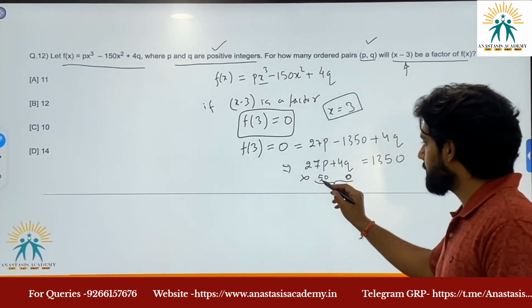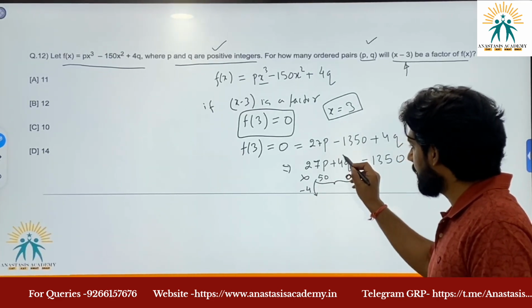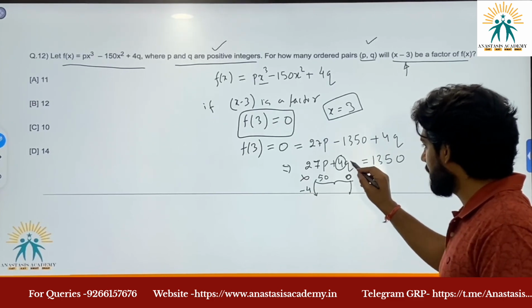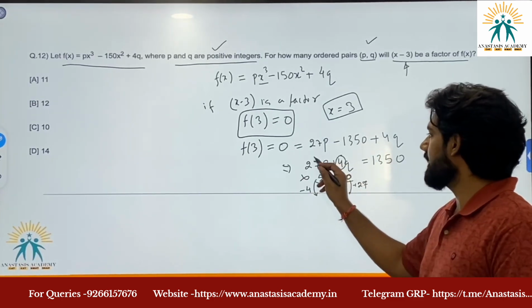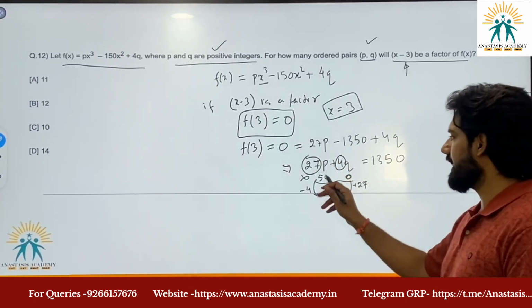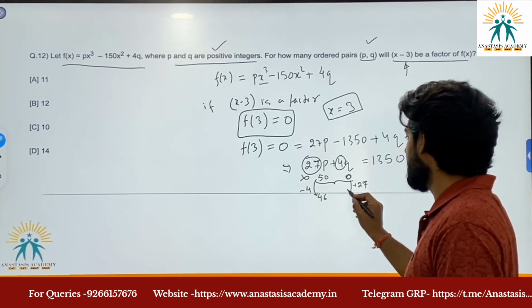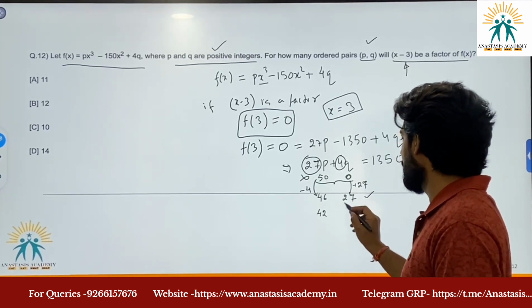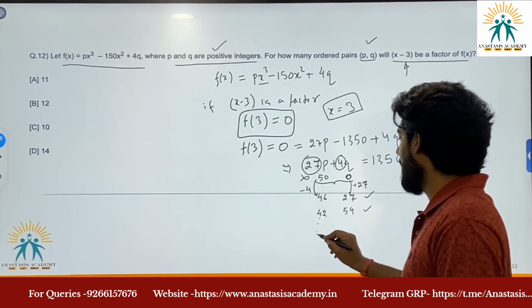I know p will decrease by 4 units, the coefficient of the other variable, and the value of q will increase by 27, the coefficient of the other variable. So the next ordered pair will be 46, 27. Yes, it is acceptable. Next will be 42, 54, which is easily acceptable, and so on.